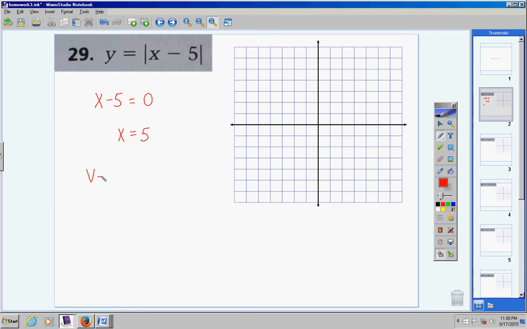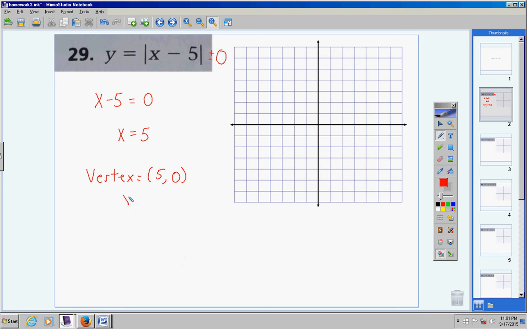Now, to find the rest of the vertex, you simply take 5, and we talked about this. You put it here, and then you look at this absolute value equation. Whatever number is being added or subtracted out here is going to be the y value of your vertex. There is no number being added here, so you could really put a plus 0 or a minus 0 without changing anything. So the vertex would be 5, 0. Step 1 is done just like that.